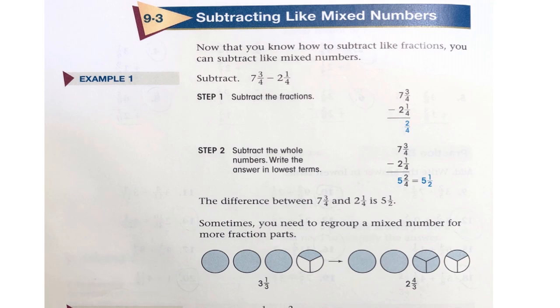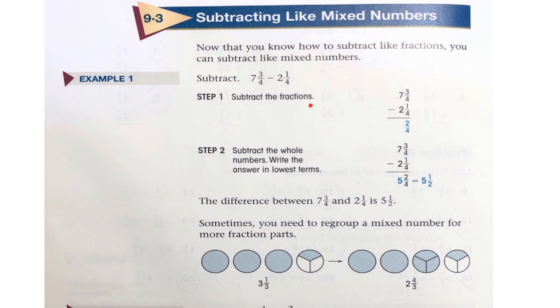Basic Math, Chapter 9, Section 3, Subtracting Like Mixed Numbers. Now that you know how to subtract like fractions, you can subtract like mixed numbers. Subtract 7 3/4, take away 2 1/4.